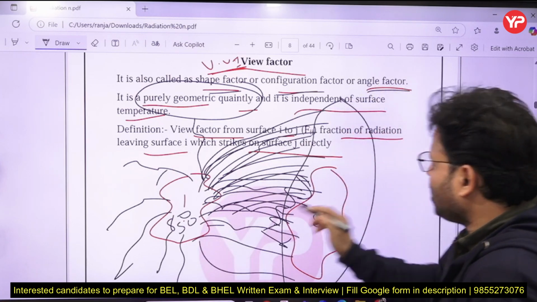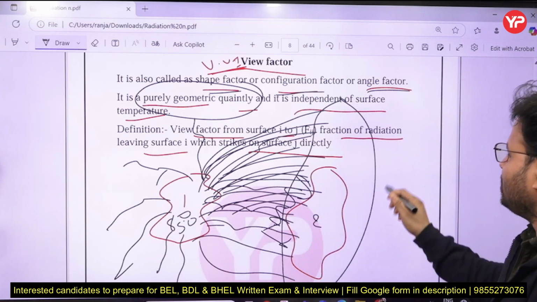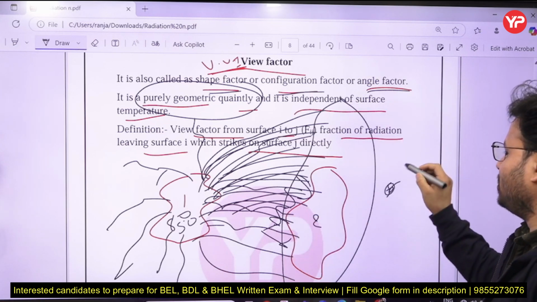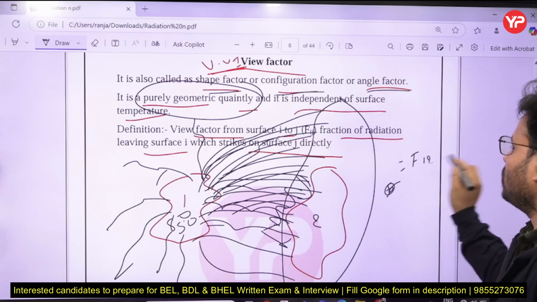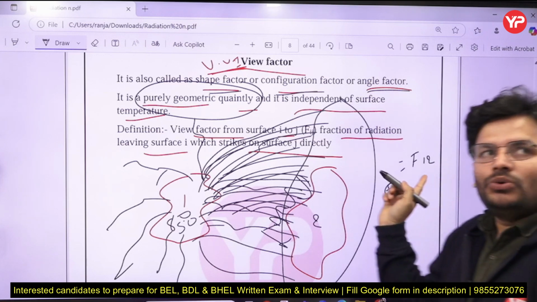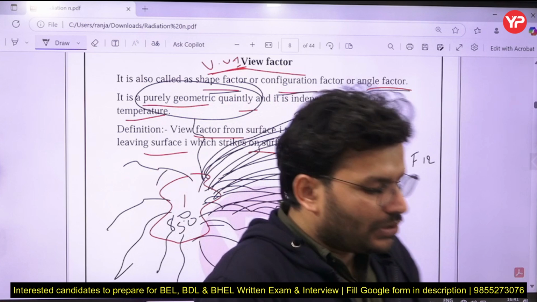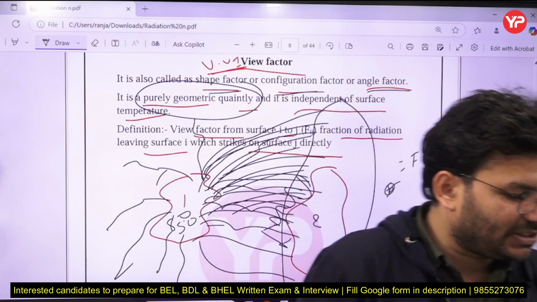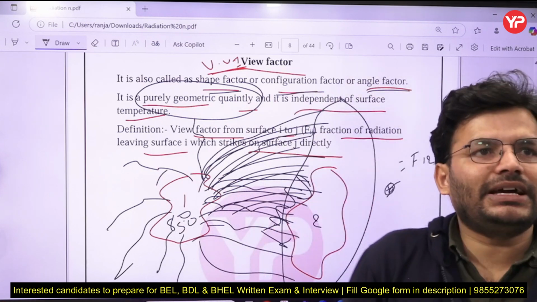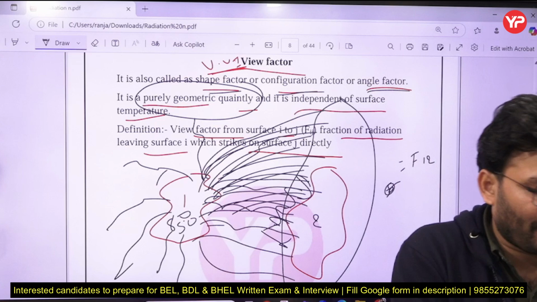Now what can I write, what is that energy? I can say F of 1 2, energy radiation. This is what? F of 1 2. This is the fraction of energy which is leaving surface 1 and going to strike surface 2 directly. This is called what, my dear friends? View factor. Now here are some important things that you have to keep in mind.